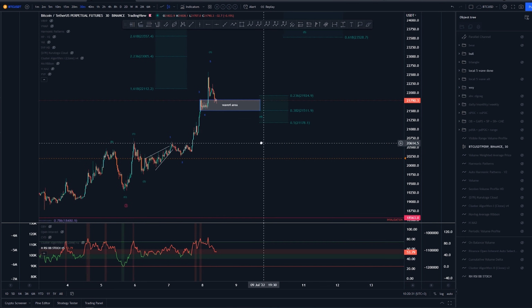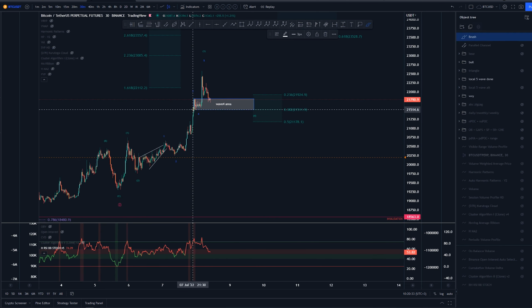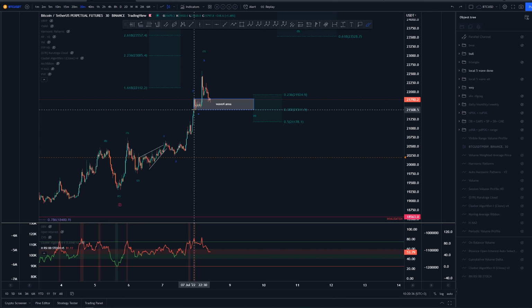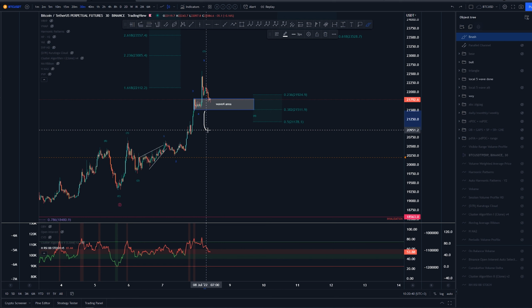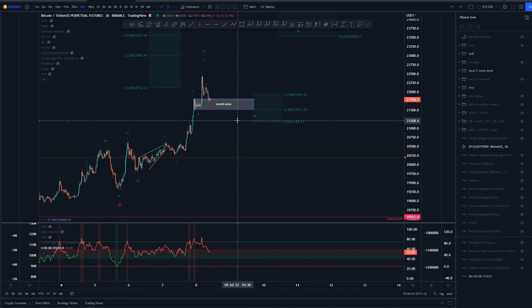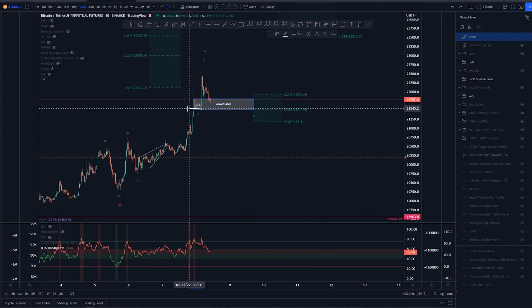So again, it is really important that we keep this low, or these lows that we have here, intact, as we did not have very much structure in here. The 0.5 retracement is again this structure over here, around 21.2k. At that point, if the price gets below this 38.2, we have to start questioning if this is indeed the right count. But for now, this looks very good still.